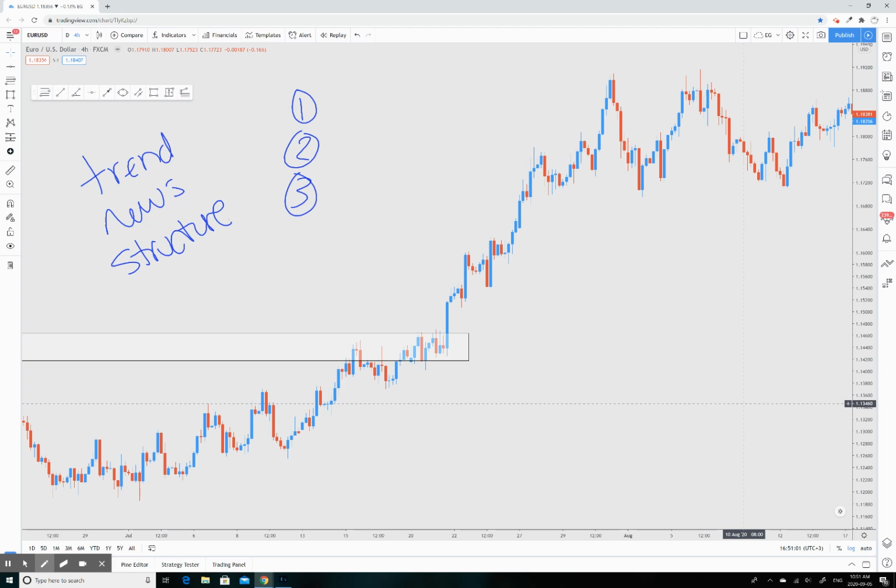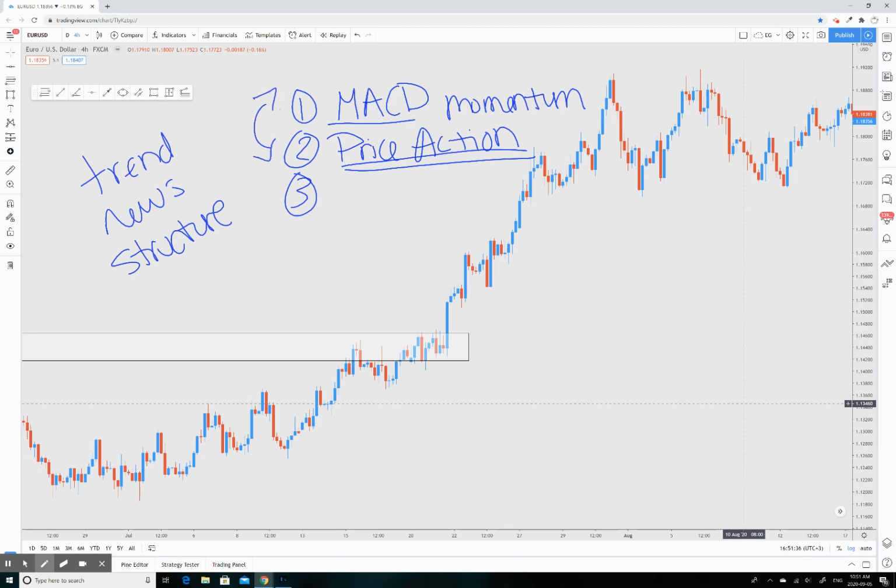And then our 3 confirmations could be, but are not limited to, momentum. For momentum, you can use the MACD, but you could also use the RSI. You could use the stochastic RSI. So there are a few different things that you could use for that. But I like the MACD. Price action, and I should have put this first, of course. I'll put 2 underlines under it. This will be the most important thing. If you don't have price action confirming it, then don't take the trade.